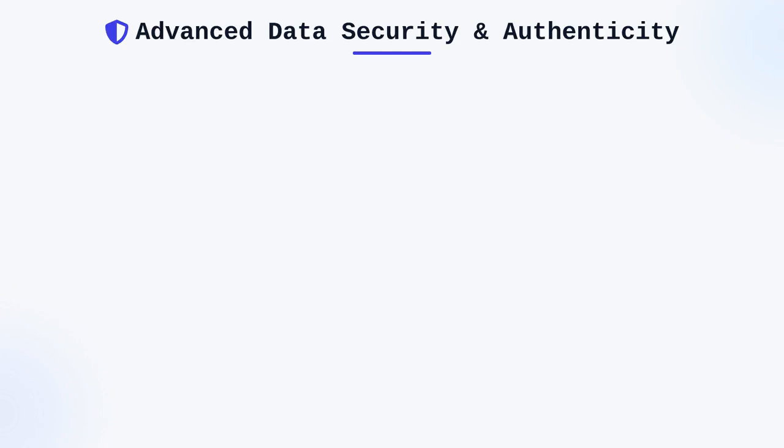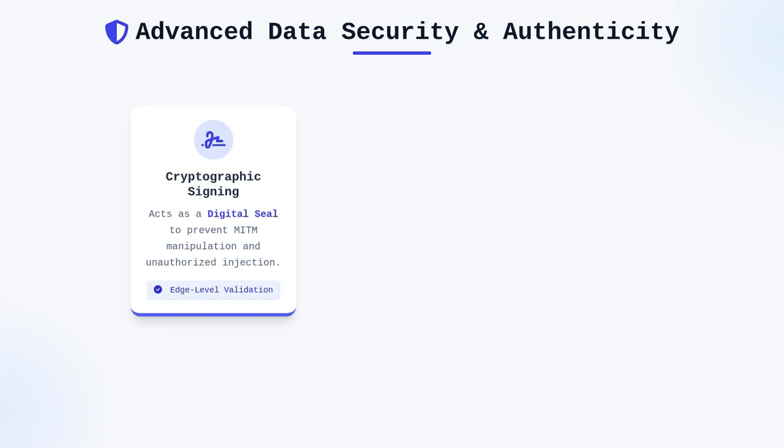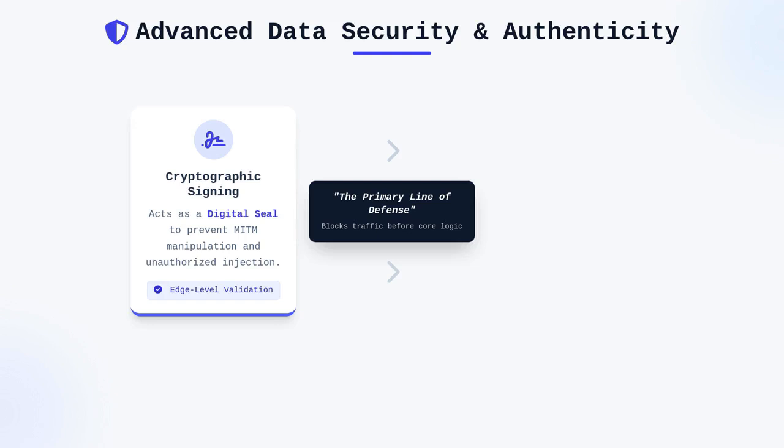Beyond rate control, securing the authenticity of the data being transmitted is paramount for preventing man-in-the-middle manipulation and unauthorized request injection. Cryptographic request signing acts as a digital seal, ensuring that the payload received by your gateway has not been tampered with and originated from an authorized client. When your infrastructure validates these signatures at the edge, you establish a primary line of defense that rejects unauthorized traffic before it can even reach your core application logic or internal tracking systems.